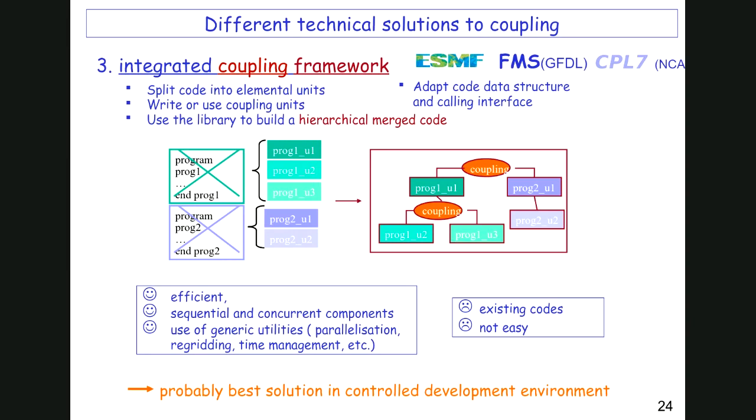So I was talking about the first technical solution using existing coupling software. That's what I call the integrated coupling software, which is used in many coupling software in the States: ESMF, or FMS at GFDL, CPL7 at NCAR. The idea in this approach is that you take your original program and split it into elementary units, and then you adapt your elementary units to the coupling software calling interface and to the standard data structure of that software. Then you use the software to rebuild a new hierarchical code into which you can call your elementary units, either concurrently or one after the other, and you decide how to rebuild your new code.